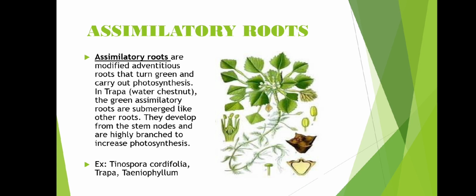Assimilatory roots. Assimilatory roots are modified adventitious roots that turn green and carry out photosynthesis. In Trapa or water chestnut, the green assimilatory roots are submerged like other roots. They develop from the stem nodes and are highly branched to increase photosynthesis.